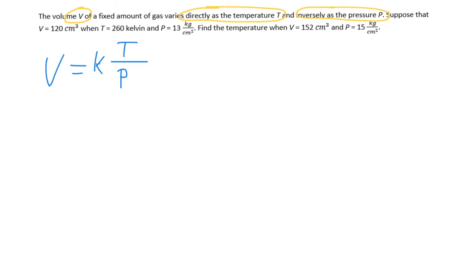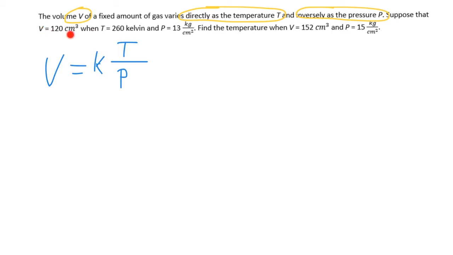So knowing that, we can answer the second part of the problem. So we're going to suppose that the volume is 120 cubic centimeters, temperature is 260 Kelvin, the pressure is 13 kilograms per square centimeter. And then we want to find the temperature subject to these constraints. Well, the first part in doing a problem like this is coming up with this formula. We have this formula now. And the second part is figuring out what this constant is.